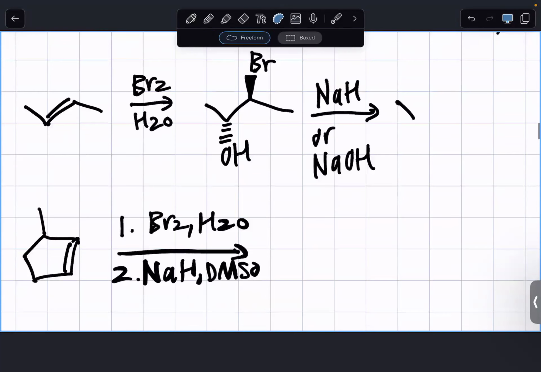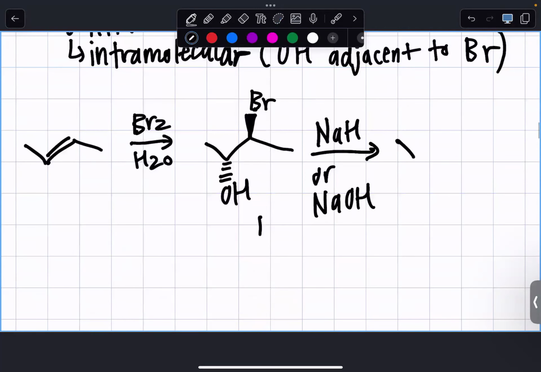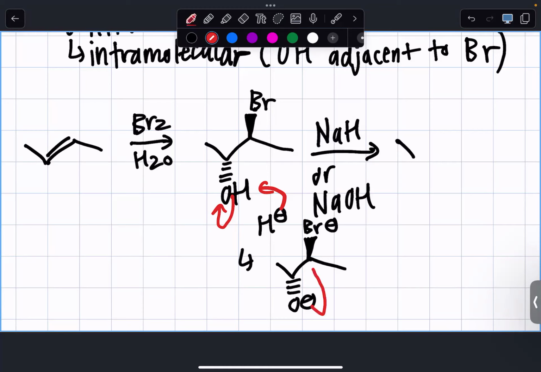So I'm going to show you how we get to the epoxide, just in case. The OH minus grabs that hydrogen right there. The bond between oxygen and hydrogen goes to that oxygen, forming your alkoxide ion. That alkoxide ion is going to do an intramolecular SN2 reaction by attacking that positively charged carbon and kicking out the good leaving group, bromine.